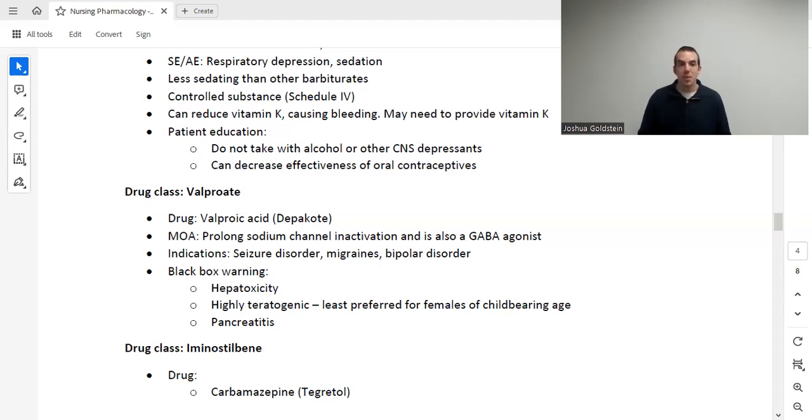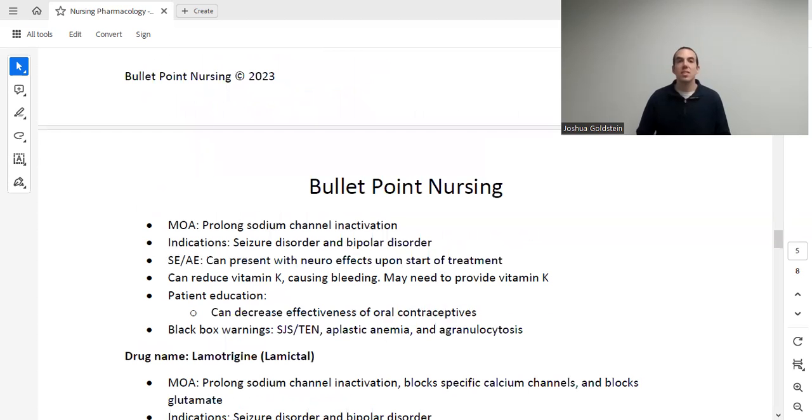The next drug class, I'm not 100% sure how to pronounce it, so I'm not going to butcher it. I'll let you guys figure that out. But the drug here is carbamazepine, also known as Tegretol. This medication works by prolonging sodium channel inactivation. By prolonging sodium channel inactivation, it lowers how quickly things are moving around in the brain, which again, if a patient's having a seizure, we want to slow things down.